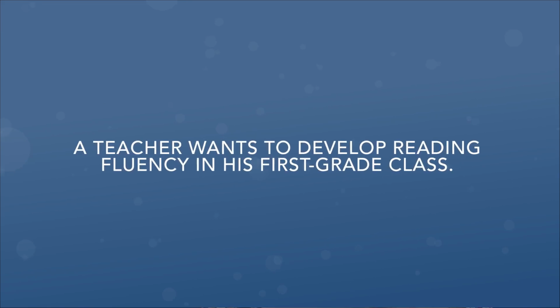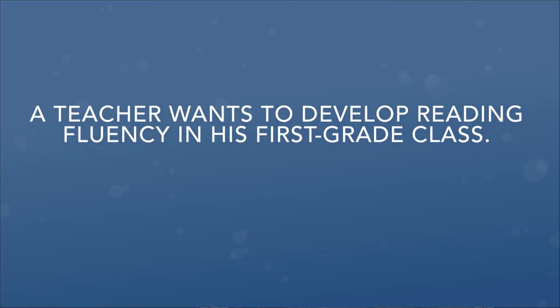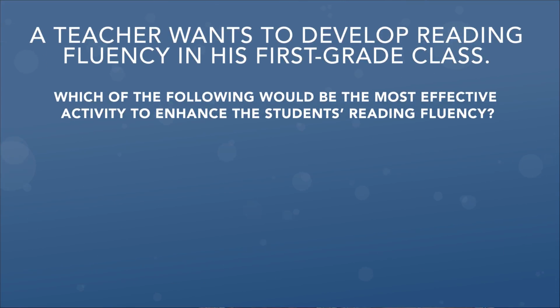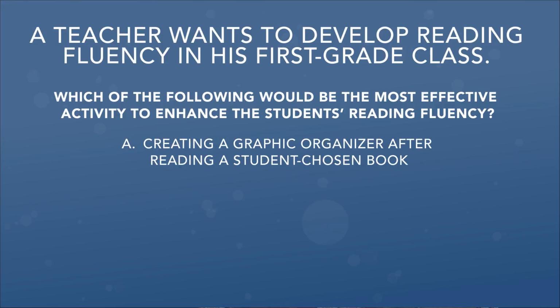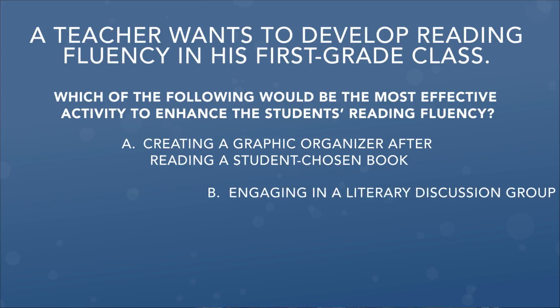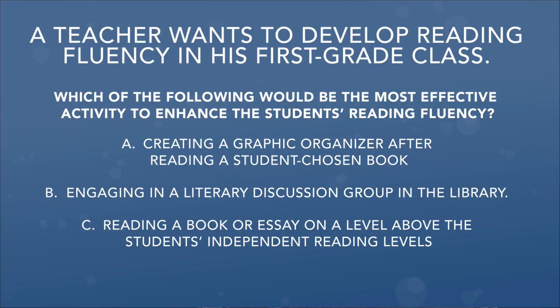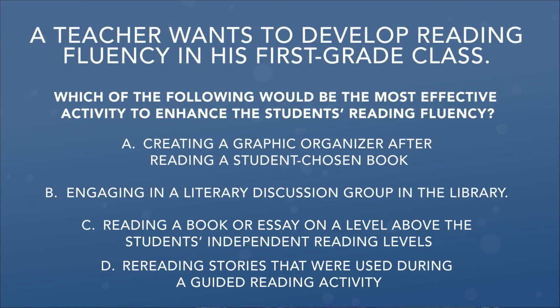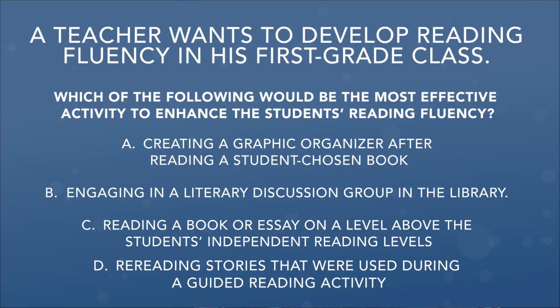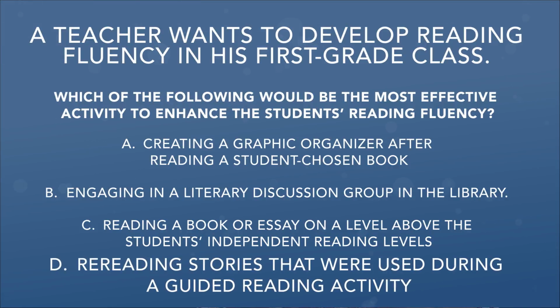A teacher wants to develop reading fluency in his 1st grade class. Which of the following would be the most effective activity to enhance the student's reading fluency? A, creating a graphic organizer after reading a student-chosen book. B, engaging in a literary discussion group in the library. C, reading a book or essay on a level above the student's independent reading level. Or D, rereading stories that were used during a guided reading activity. The correct answer is D. Students acquire reading fluency and comprehension from books read during guided reading lessons with the teacher. Repeated readings with familiar books improve reading fluency.